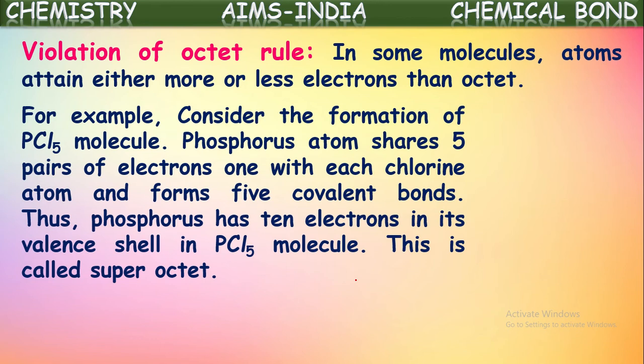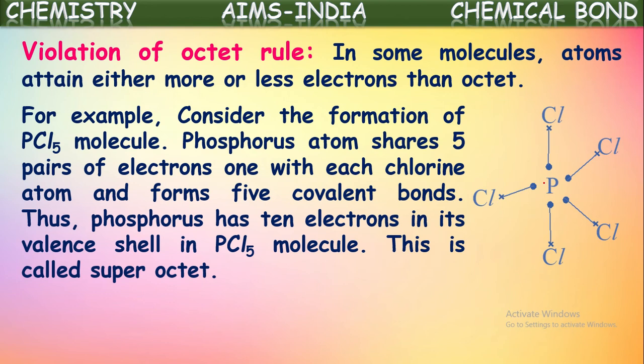Let us see one example. Consider the formation of the PCl5 molecule. In PCl5, phosphorus is the central atom and it has 5 valence electrons, isn't it? So when it is bonded to the 5 chlorines, it shares 5 pairs of electrons, one with each chlorine atom, and thus it forms 5 covalent bonds. See the diagram here. Phosphorus is having 5 valence electrons and it is sharing one pair of electrons each with 5 chlorine atoms, and thus it is forming 5 covalent bonds.